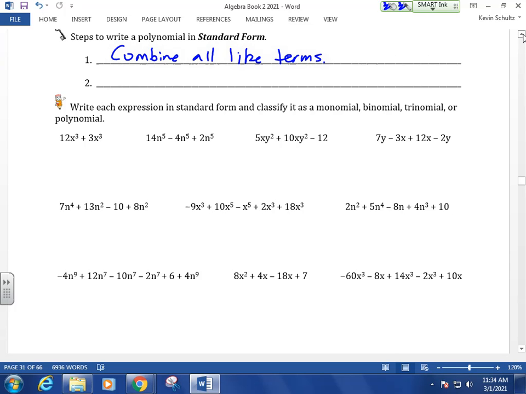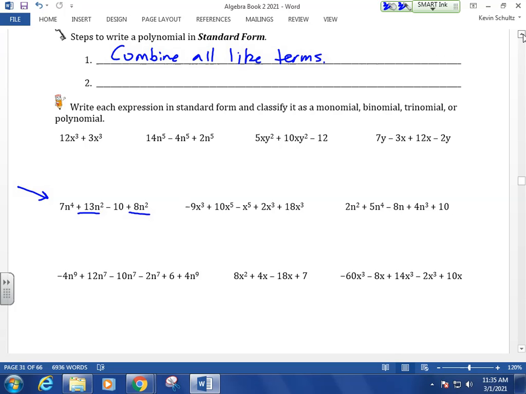So this goes back to Julia's question earlier, if they have the same variable to the same power, can we combine them? And the answer is yes. I want to look at the first one in the second row here as an example. 7n to the 4th plus 13n squared minus 10 plus 8n squared. What are our like terms in this expression? Lucas. 13n squared and 8n squared. Good. 13n squared and 8n squared.